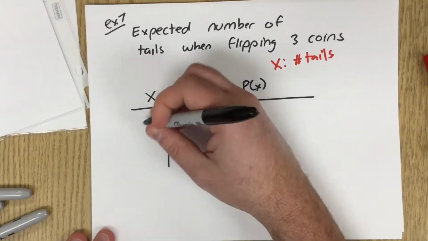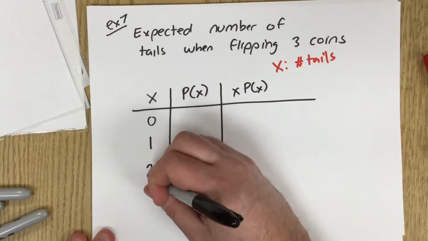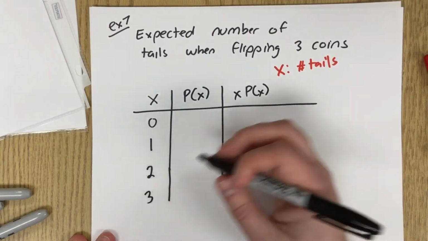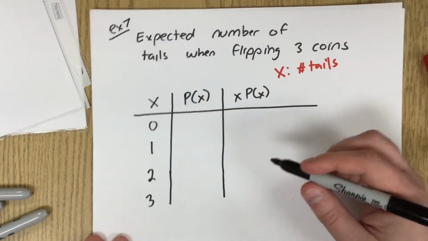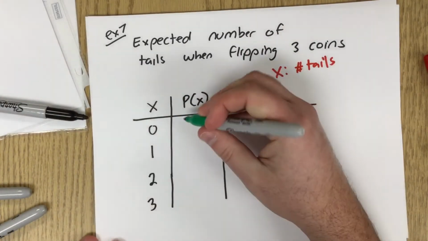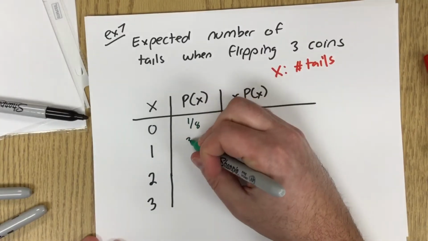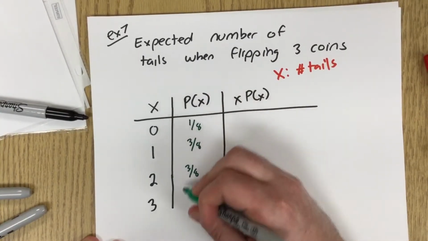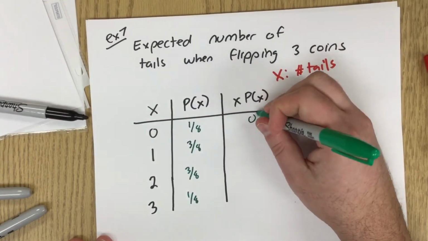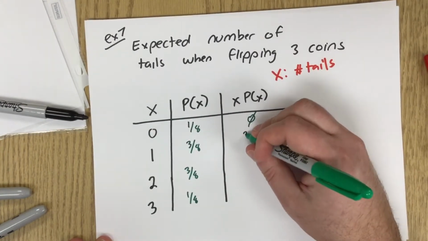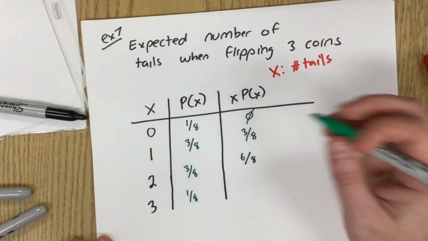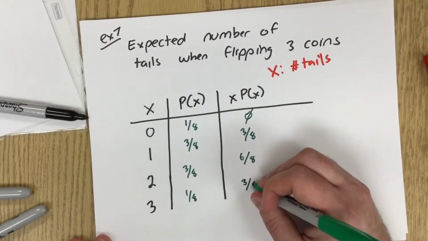So what we could get is 0, 1, 2, or 3 tails when we're flipping a coin 3 times. And the probability, you can refer back to when we did probability distributions, is going to be 1 out of 8, 3 out of 8, 3 out of 8, 1 out of 8. So for xP(x), 0 times that is going to be bupkis. This is going to give us 3 out of 8. 2 times 3 out of 8 is 6 out of 8, and 3 times 1 over 8 is 3 over 8.